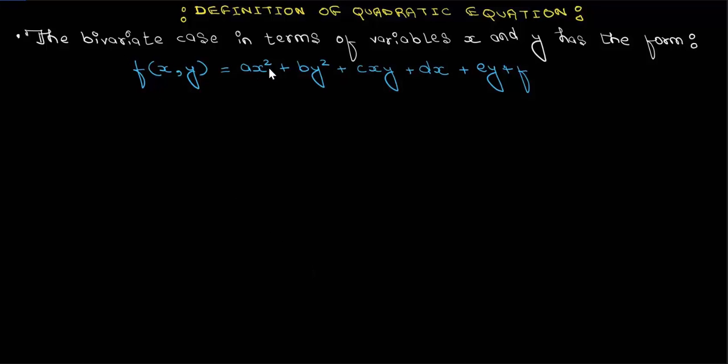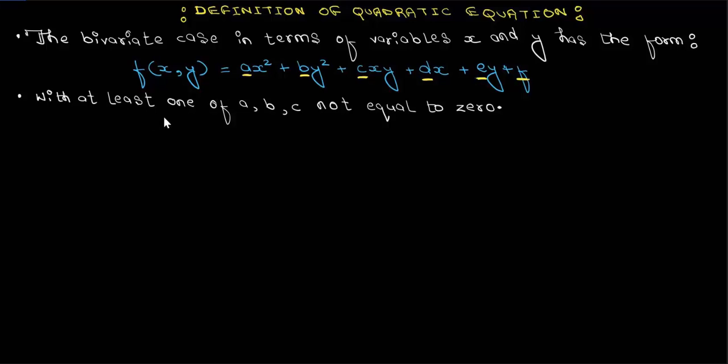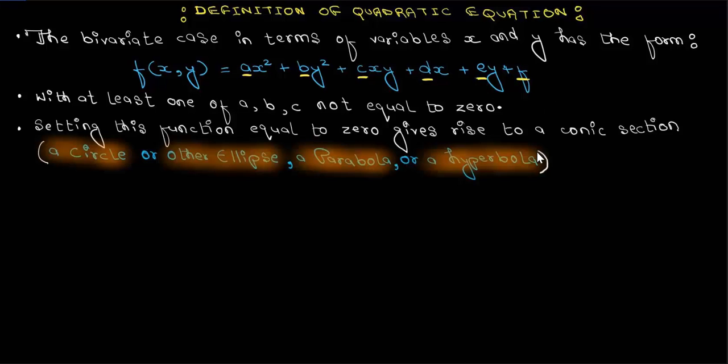The bivariate case in terms of variables x and y has the form f(x, y) equal to ax square plus by square plus cxy plus dx plus ey plus f, with at least one of a, b, c not equal to 0, where a, b, c, d, e, f belong to R, the real numbers.